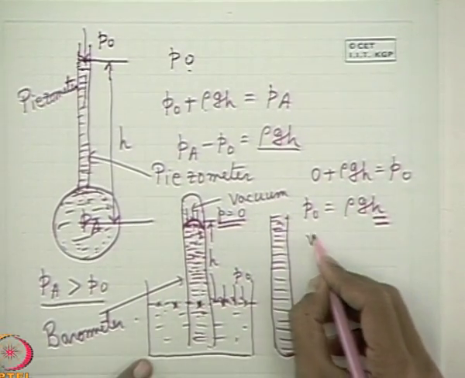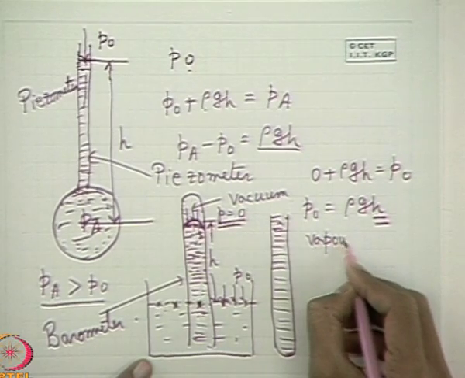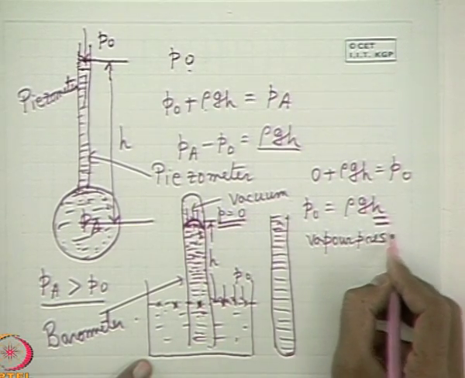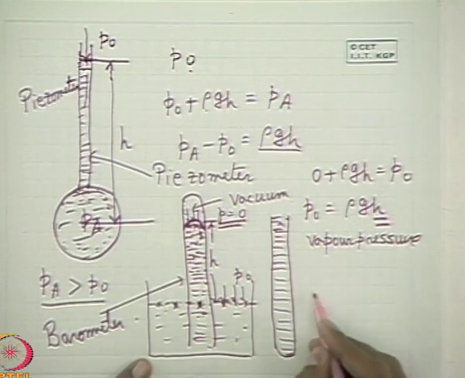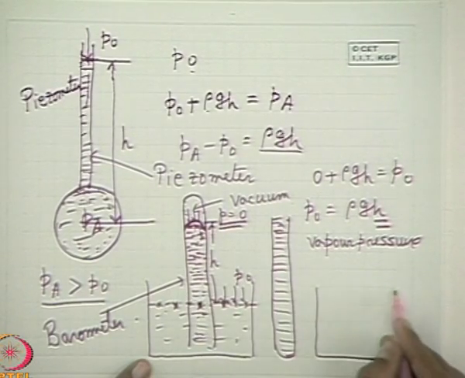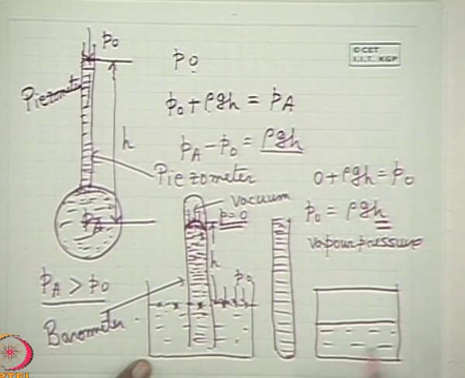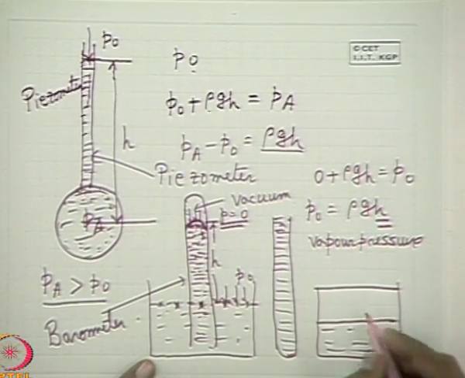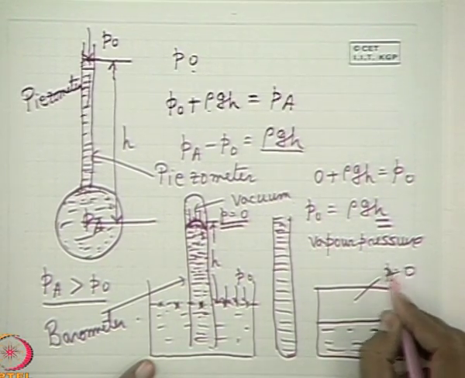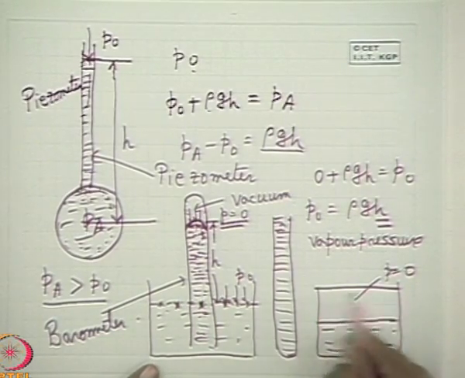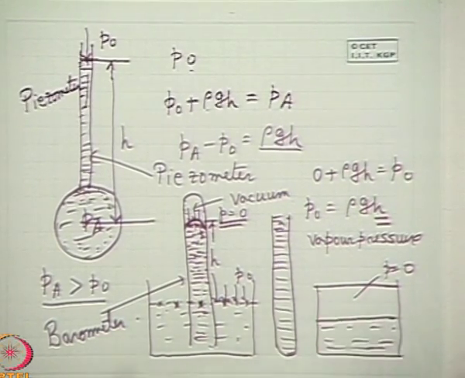Vapor pressure. Just a few words, probably you know it from your school level. What happens is that if you take a closed container partially filled with any liquid, first let us consider this is completely vacuum. That means somehow we make it vacuum by some vacuum pump, there is no pressure.